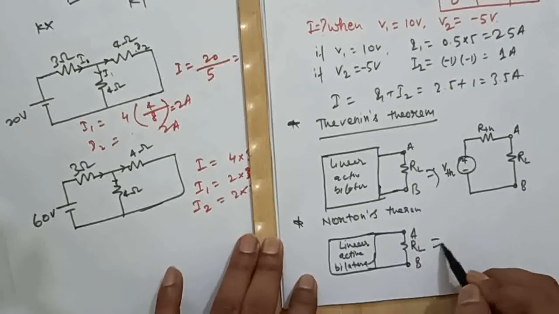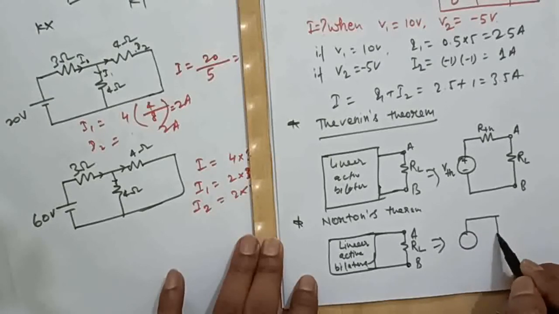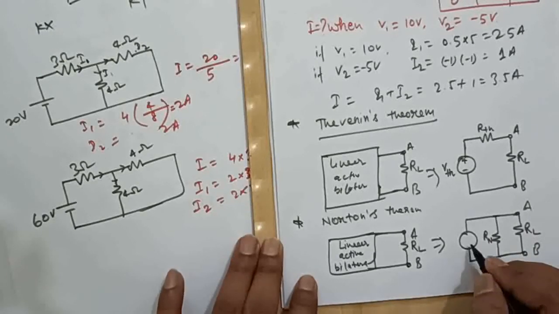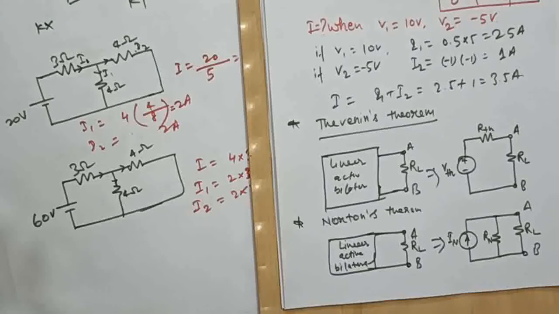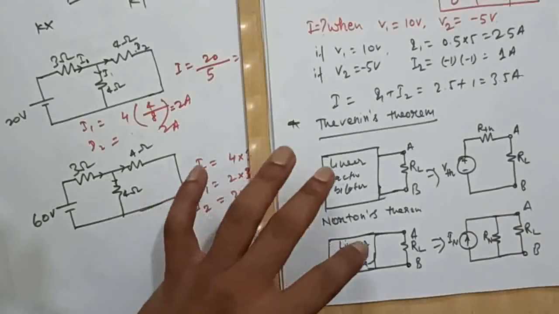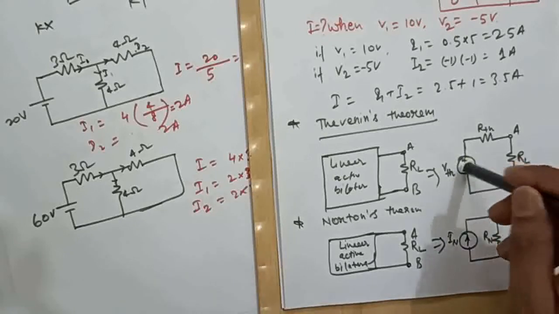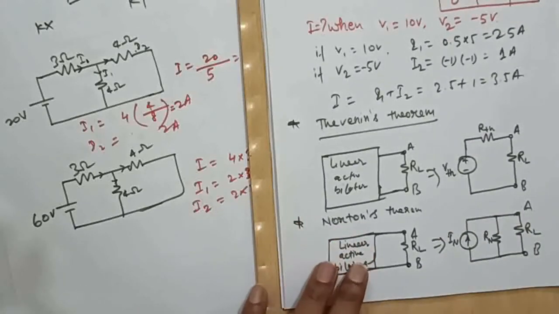This circuit can be replaced by a current source in parallel with a resistance across the same targeted terminal. This is RL, this is Norton resistance, this is Norton current IN, right? Since we will deal with these two theorems parallelly, because there is no difference in this, only they are dual to each other. This will deal with voltage, this will deal with current. Resistance is same.